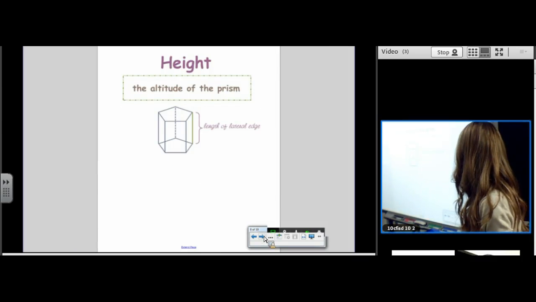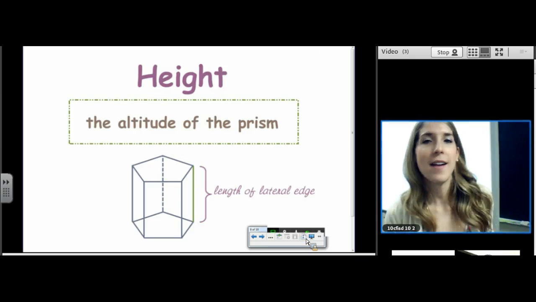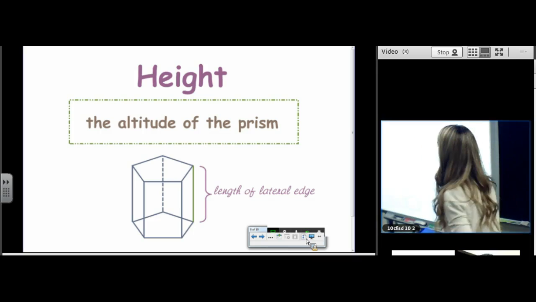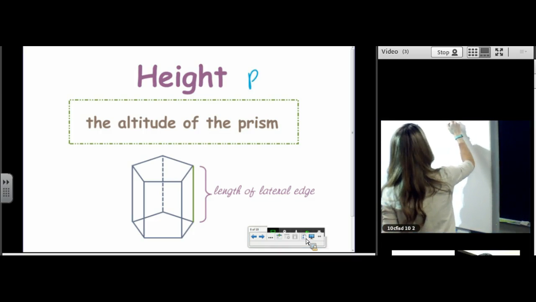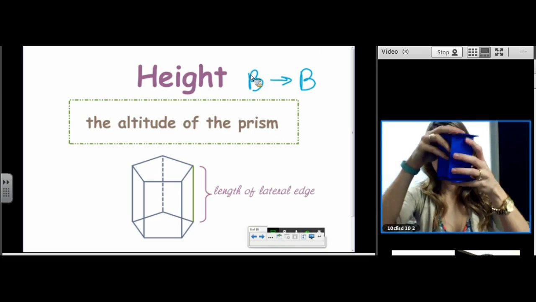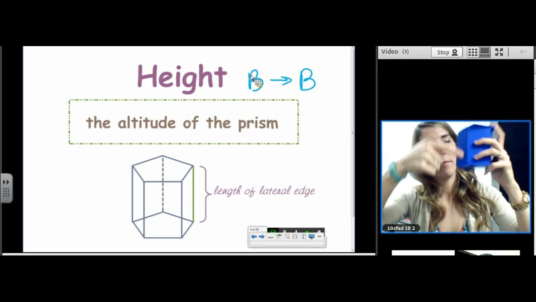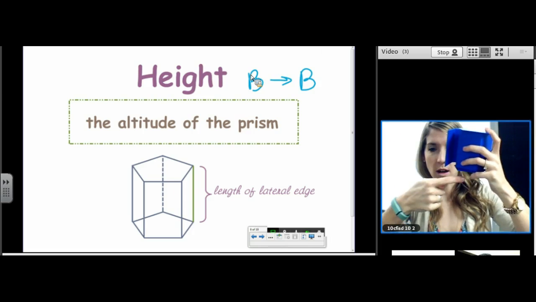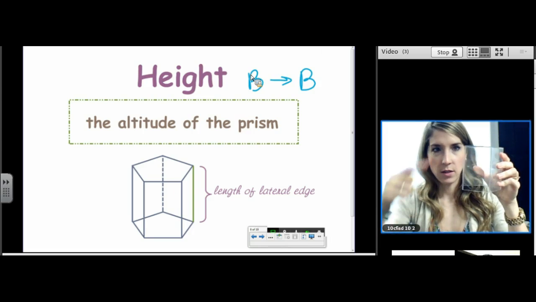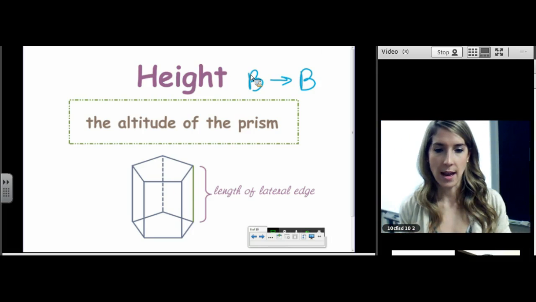Okay, the height of the prism is also called the altitude, and it's however long the lateral edge is. Another thing I want you to think of, height, is the distance from the base to the base. So how tall is your prism? It's however long the distance is from, what is this, pentagon to pentagon. The height of your prism is the distance from the base to the base.